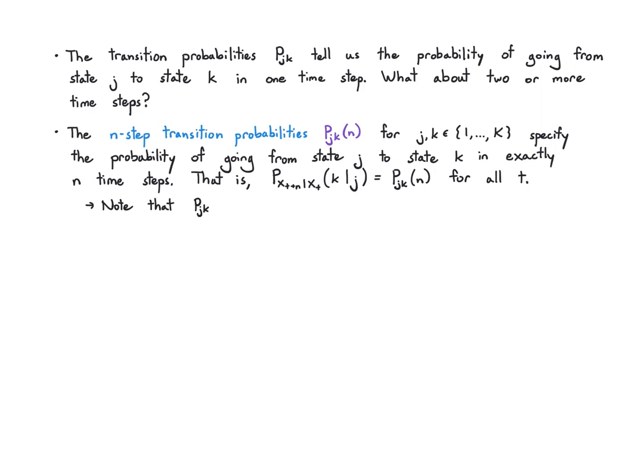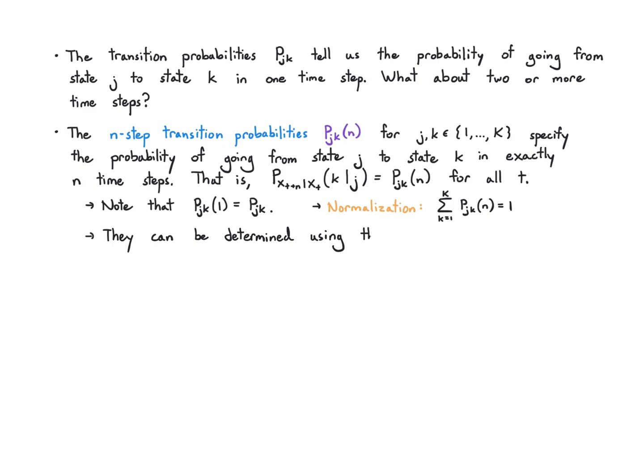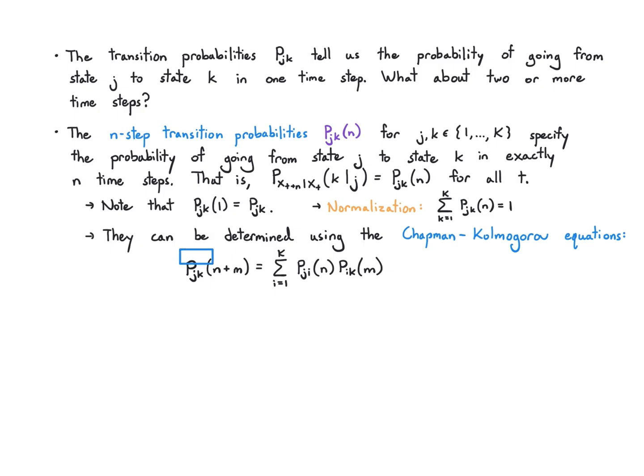So P_JK(1) is just P_JK. Normalization says these have to add up to 1 if you sum over K. And you can figure them out using these equations called the Chapman-Kolmogorov equations. Here's the general form. If you want to know P_JK(n+m), you just sum up from i equals 1 to k, this term, and then you can have n and m split up in this way.